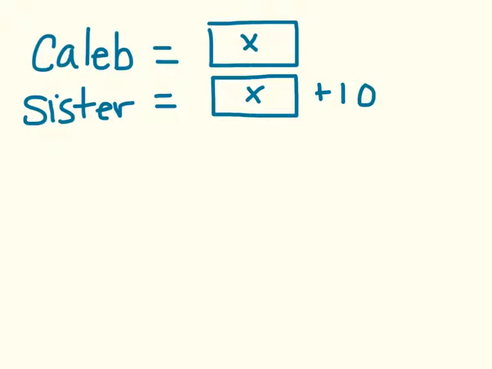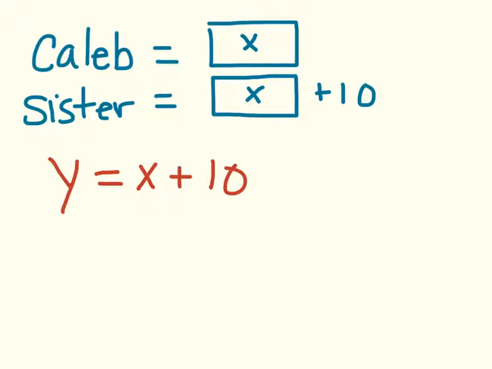So from the model, we can see that the expression for Caleb's sister's age is X plus 10. To make an equation using this expression, notice that the problem says that the sister's age is another variable, Y. So we're going to write Y equals X plus 10. The equation Y equals X plus 10 is called a linear equation.